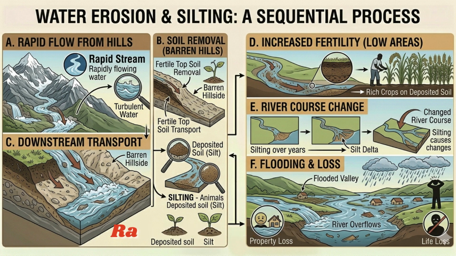Erosion by water. Rapidly flowing water, coming from the hilly and high areas, carries away the fertile topsoil of the areas with it and deposits it in the areas situated at the lower level. It is called silting. So, the hilly and upper areas of the land become barren while the low areas, where soil is deposited by the flowing water, become more fertile. As this deposited soil increases over the years, it can cause the rivers to change their course. This results in flooding, which causes loss of property and life.